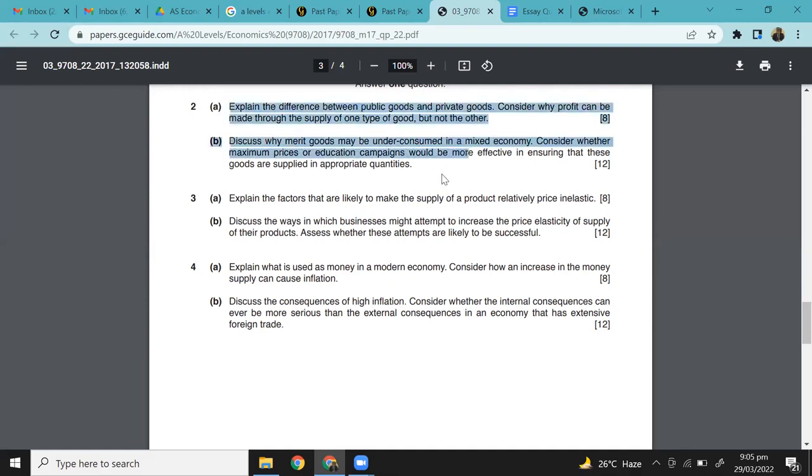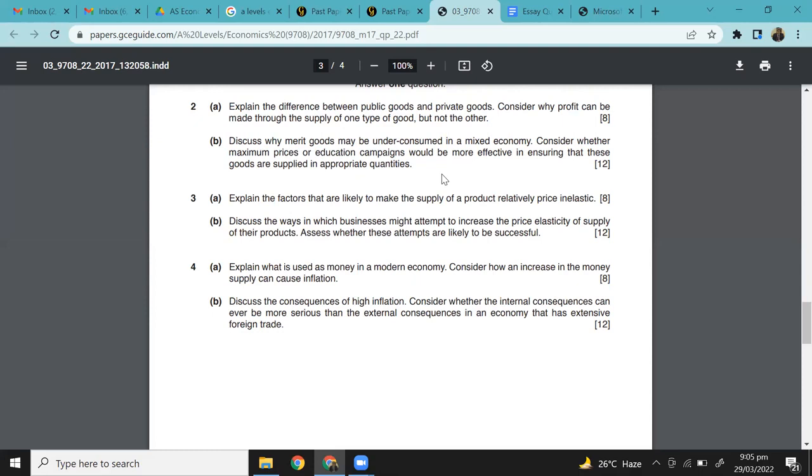It talks about the difference between public and private goods, and asks you to consider why profit can be made through the supply of one type of good, but not the other. The B part says, discuss why merit goods may be underconsumed in a mixed economy, consider whether maximum prices or education campaigns would be more effective in ensuring that these goods are supplied in appropriate quantities. So that's the B part.